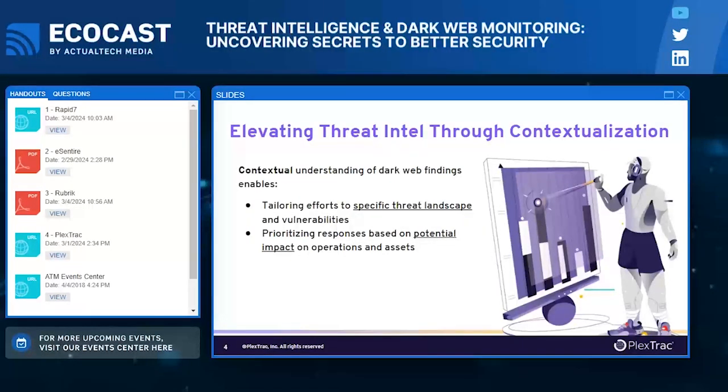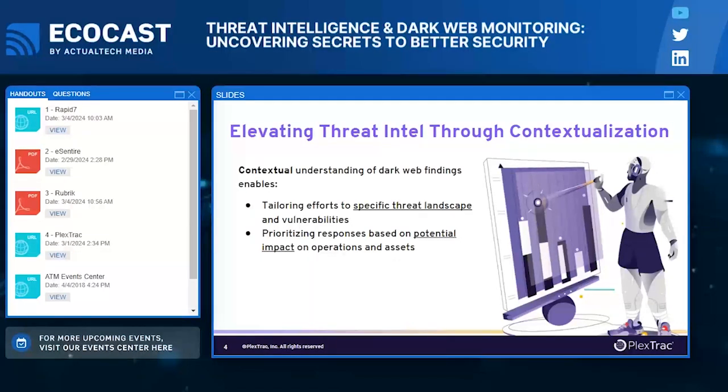Perfect. The next one is going to be the contextualization. So you need to understand, how does this threat relate to you? That's really, really key. Do you know what I mean? What are the efforts that you're going to apply to the specific threat landscape that you're looking to do? And what are the vulnerabilities that you're most worried about? And how do they prioritize based on you as well?